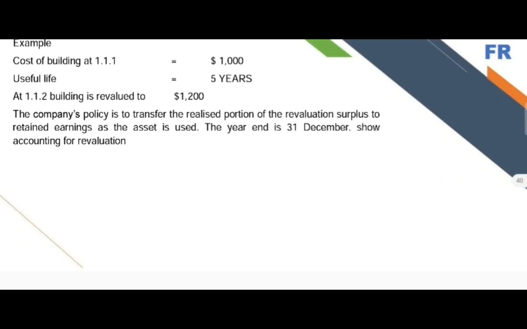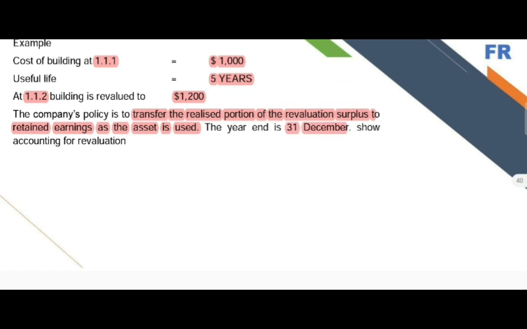Now consider this with the help of an example. Cost of building on 1st January 2001 is 1000. Useful life is 5 years. And on 1st January 2002, the building is revalued to 1200. This is the company's policy to transfer the realized portion of revaluation surplus to retained earnings as the asset is used. Year ending date is 31st December.